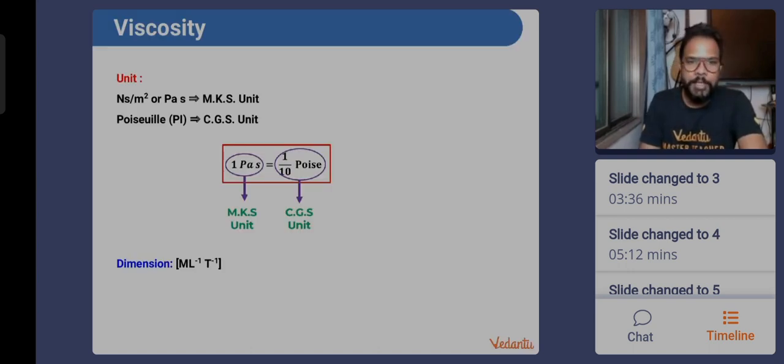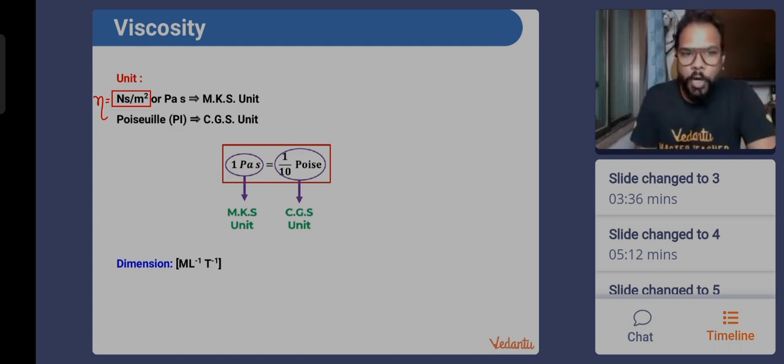The units we actually find out. It comes out to be Newton second per meter square, also called Pascal second. But many times in this chapter you will be dealing with the CGS unit of this quantity, which is called Poiseuille, or in short Poise, again after the name of the scientist whose equation we are going to study after some time.